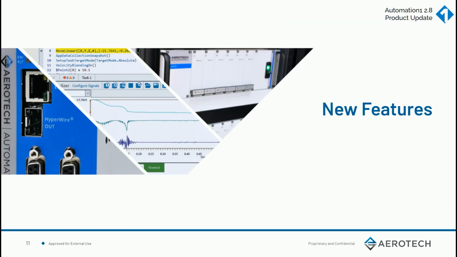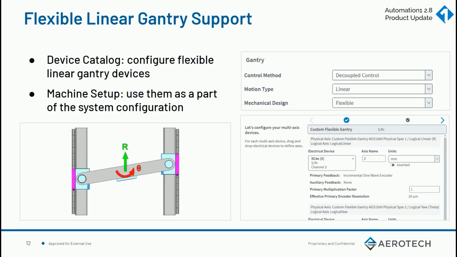New features in Automation1 version 2.8 include flexible linear gantry support. It's supported right now in the device catalog, and this enables you to configure a custom flexible linear gantry device or devices, and then in machine setup, you can use these devices as a part of the system configuration.